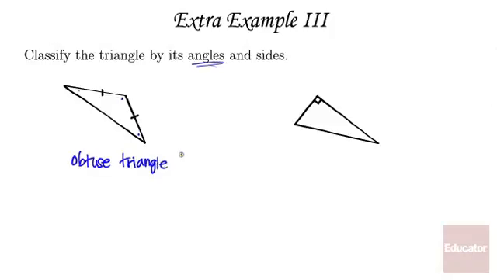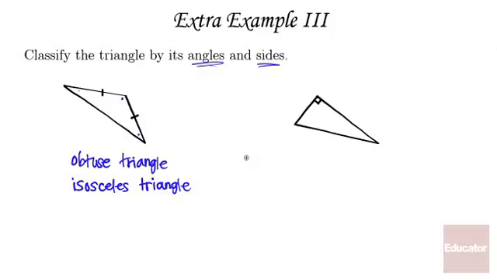And then, by its sides, we have two sides that are the same. So this is going to be an isosceles triangle. So obtuse triangle and isosceles triangle.